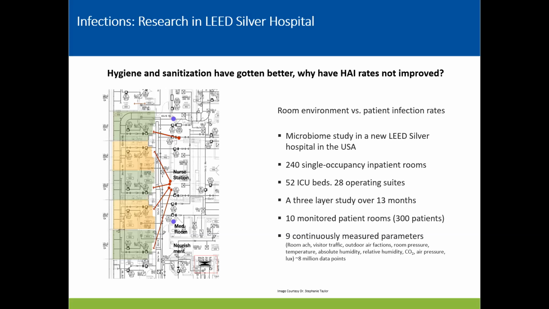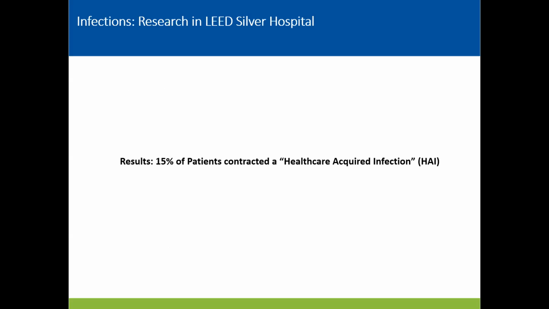They did a 3-layer study over 13 months in 10 patient rooms, where they saw about 300 patients go through. They were continuously monitoring a number of parameters: air changes per hour, number of people coming in and out, how much outside air was being brought into the room, pressure, temperature, absolute and relative humidity, carbon dioxide, air pressure, and light. They collected about 8 million data points at the end of that, and they had some interesting results.